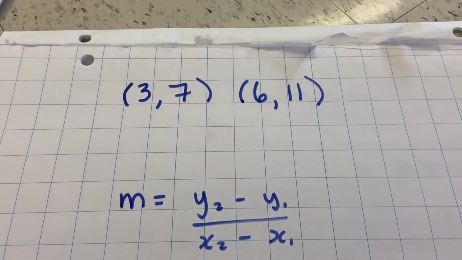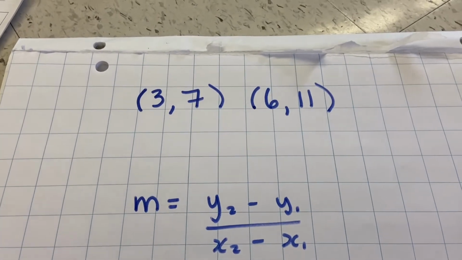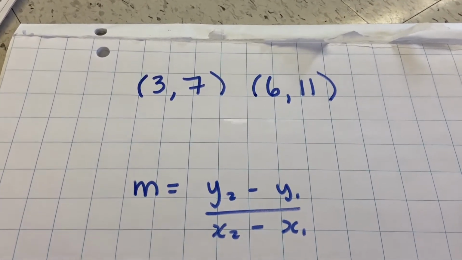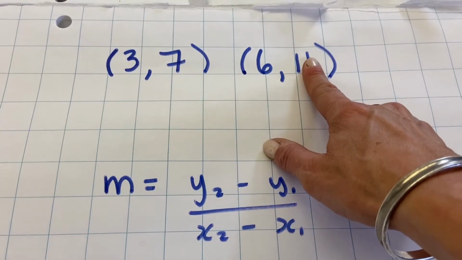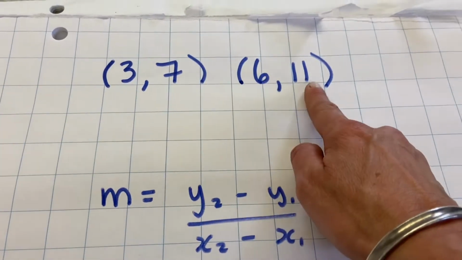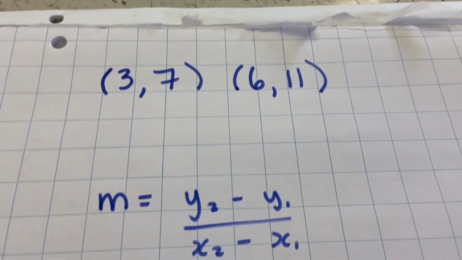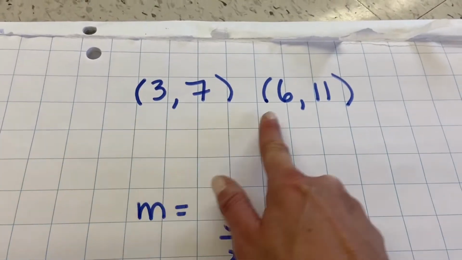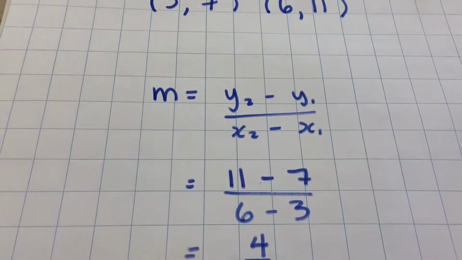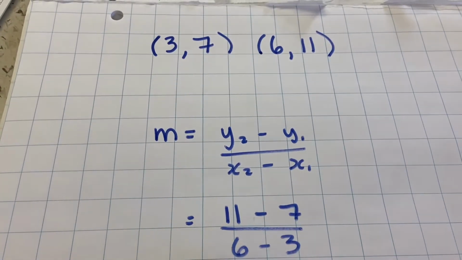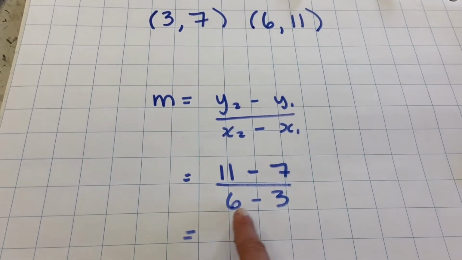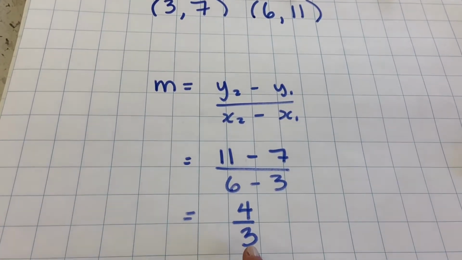And if it helps you, you can put these numbers into a table of values so you can see what you're doing. But what I'm going to do is just take my second y, subtract my first y, so 11 minus 7. And then my second x, subtract my first x, so 6 subtract 3. So I have 11 subtract 7 and 6 subtract 3. 11 subtract 7 is 4, and 6 subtract 3 is 3.